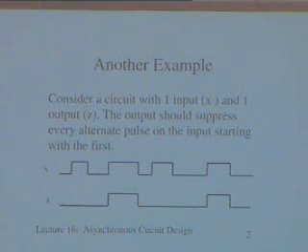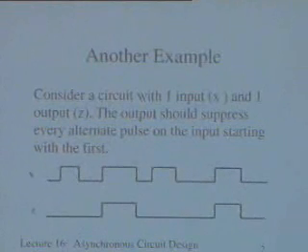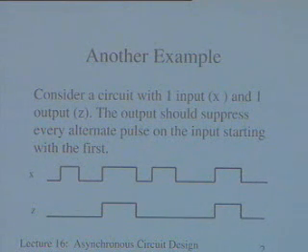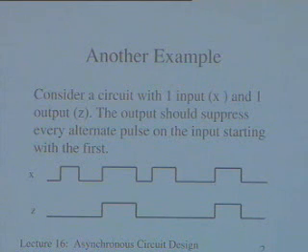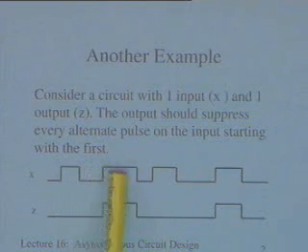So the example I am taking today is, consider a circuit with one input x and one output z. The output should suppress every alternate pulse on the input starting with the first. The role of the output is that it should pass every alternate pulse and suppress every alternate pulse. So the first pulse should be suppressed on the input and all the other pulses should be passed. The input need not be periodic or anything. The width of these pulses also doesn't really matter, because we are not working with any clocks. So x is an input waveform.